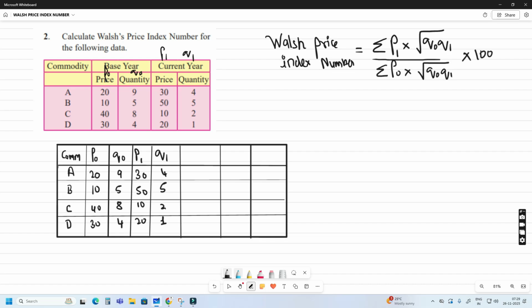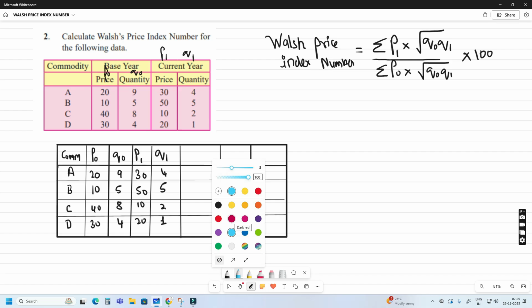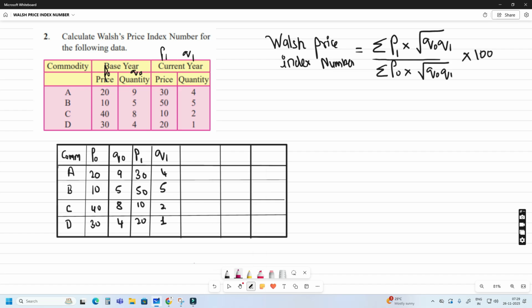Okay, so now let us find out the values over here. So first we will find out Q0 into Q1. Let us multiply over here. Q0 is this one and Q1 is this one. So 9 times 4 will give you 36. 5 times 5 will give you 25. 8 times 2 will give you 16 and 4 times 1 will give you 4.